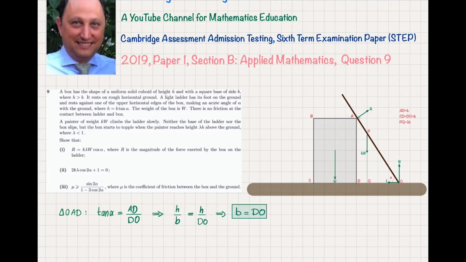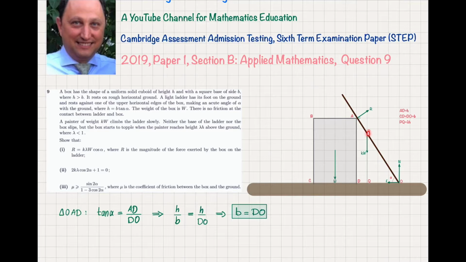A painter of weight kW climbs the ladder slowly. So the painter starts climbing the ladder slowly. Neither the base of the ladder nor the box slips, but the box starts to topple when the painter reaches height lambda h above the ground, where lambda is less than 1. So this painter starts climbing up, and at some point this box starts toppling about point O. At that point, the height of the painter above the ground is assumed to be lambda h.